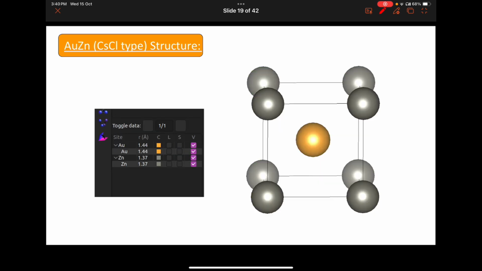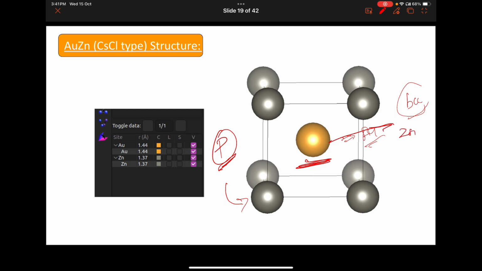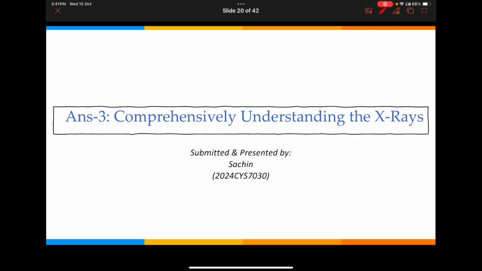And at last, we have gold zinc, which has a CsCl kind of primitive structure, in which the gold is present at the body center of the primitive lattice of the zinc, which is present at all the corners, except the gold, which is present at the body center. It is not BCC. For BCC, the central body atom also has to be the same as the corner atoms, but it is a bit different, so it is a primitive type of crystal lattice.